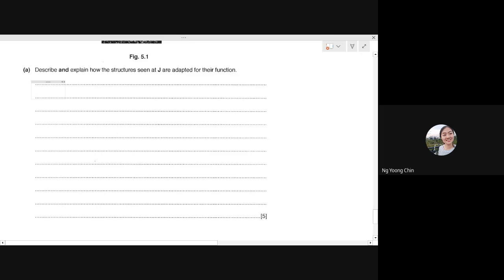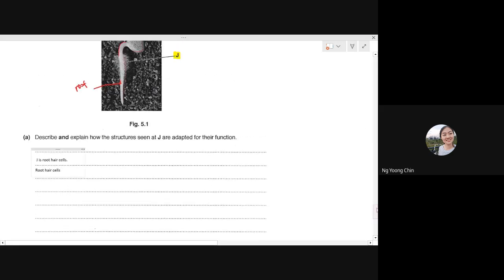So you can write like this: J is a root hair cell. Then they ask you to describe and explain. For the root hair cell, you should describe its structure, which is the external appearance of the root hair cell. What you can see from the image is that the root hair cell is a long and thin cell, very long and thin. Then it has a long extension of cytoplasm.